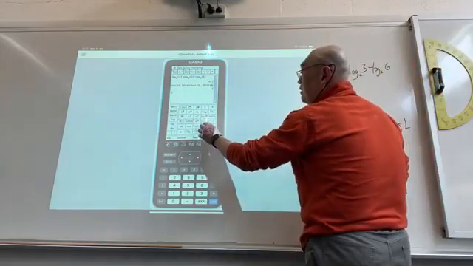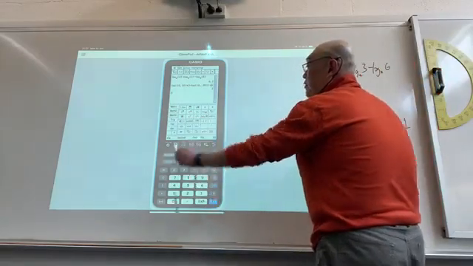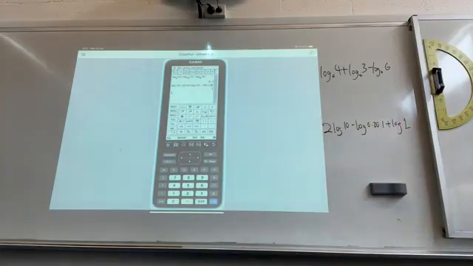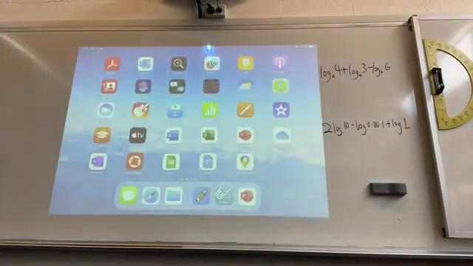log of any base, log 10, and this is log natural log, which we'll talk about next week. Pretty straightforward at this stage using the class pair.